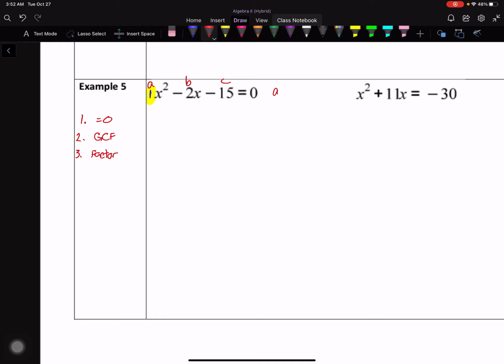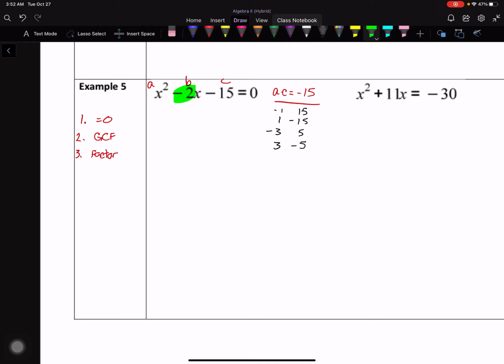We still have to take A times C, so 1 times negative 15 is negative 15. And then we're looking for that factor pair that adds up to negative 2. And this one shouldn't be too bad. Again, it takes practice. If you want, list them all. So negative 1 times 15, 1 times negative 15, negative 3 times 5, and 3 times negative 5. Those are all the factor pairs of negative 15. So you can list them all if you want. The more you practice, the easier this will get.